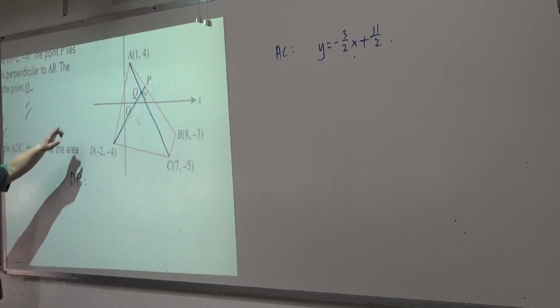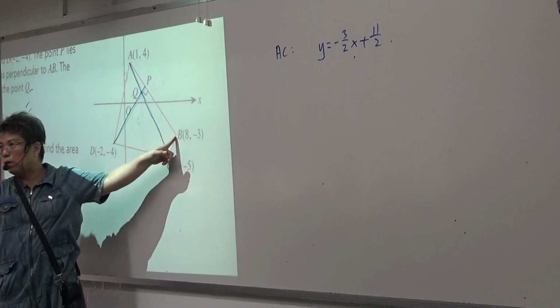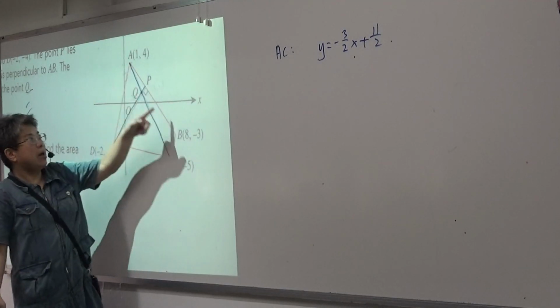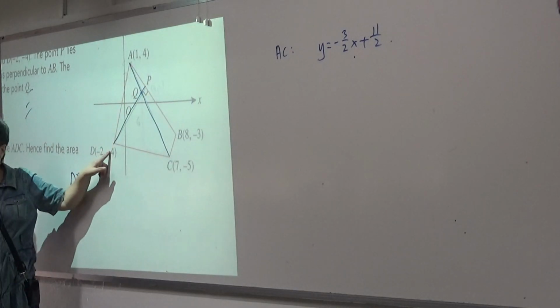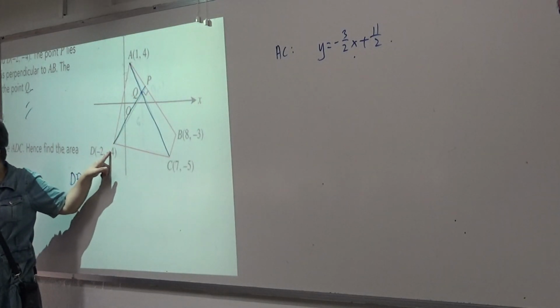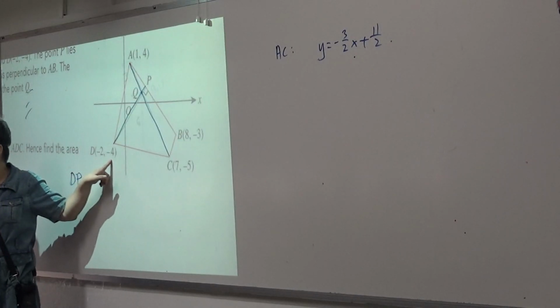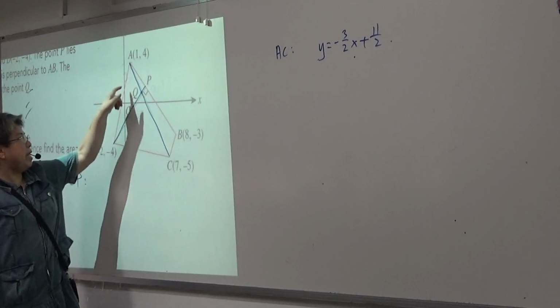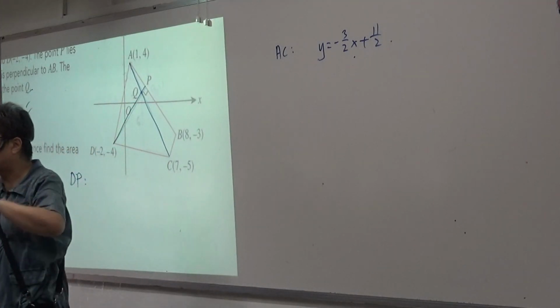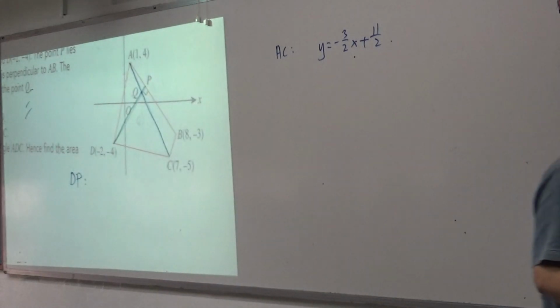Now, can you see AB, I can get the gradient? I'll explain to you. AB, I can get the gradient, right? So I can get the gradient of DP, right? Because it's perpendicular, and it passes through D, I can get the equation straight away. Can you all see? Then after I get the equation, I will solve AC and DP together, I will get Q. Agree or not? Okay, I'm going to show you now.